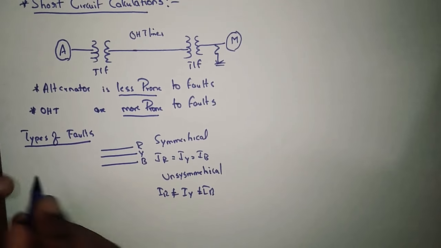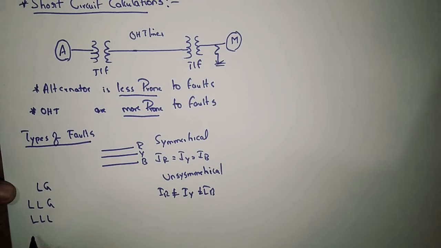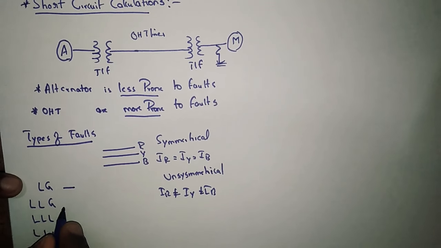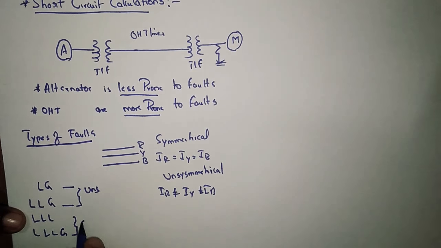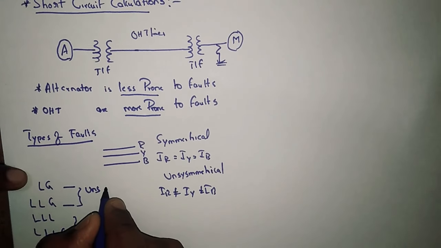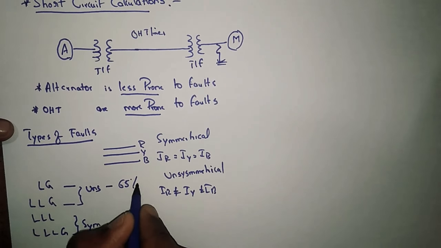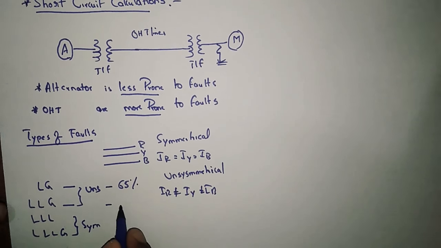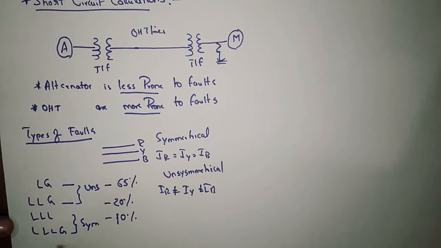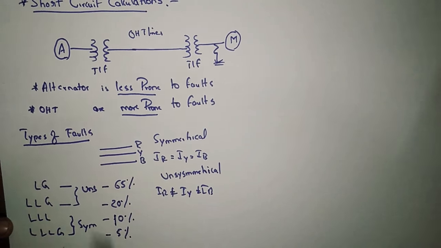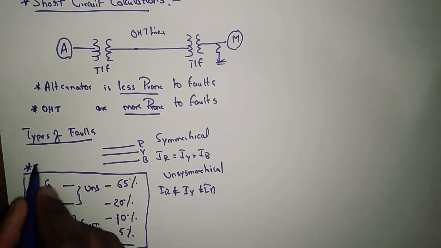So for different types of faults, we have LG fault, LLG fault, triple L fault, and triple LG fault. LG fault and LLG fault come under unsymmetrical faults, whereas triple L and triple LG faults come under symmetrical faults. The maximum chance of occurrence is LG fault at 65% of total faults, whereas LLG faults are 20%, triple L faults 10%, and triple LG faults 5%. So please take a screenshot or note it down. This is also a very important objective bit.